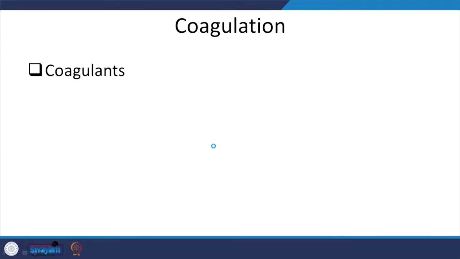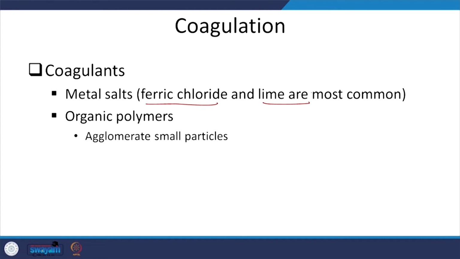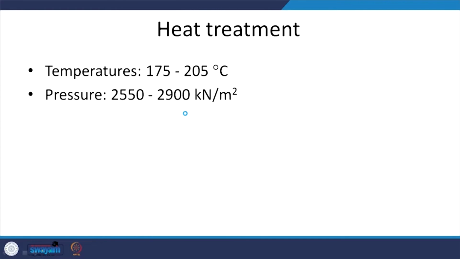So, coagulation, that is what we are talking about here, conditioning. So, typically metal salts like ferric chloride or lime, as we use in the context of water treatment or wastewater treatment, and organic polymers to agglomerate small particles, and this is what I think we saw in the IIT Roorkee plant, yes. So, heat treatment is also done sometimes, but this is rarely done.